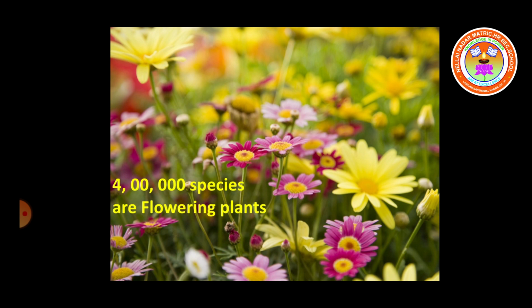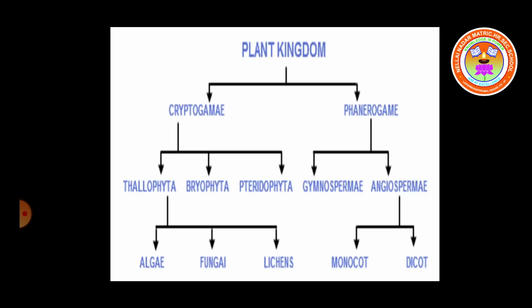All the plants in the world are grouped into a largest kingdom called plant kingdom. The plant kingdom includes thallophytes, bryophytes, pteridophytes, gymnosperms, and angiosperms. We know different types of plants are there in the world. They are different from each other and they have a specific name.